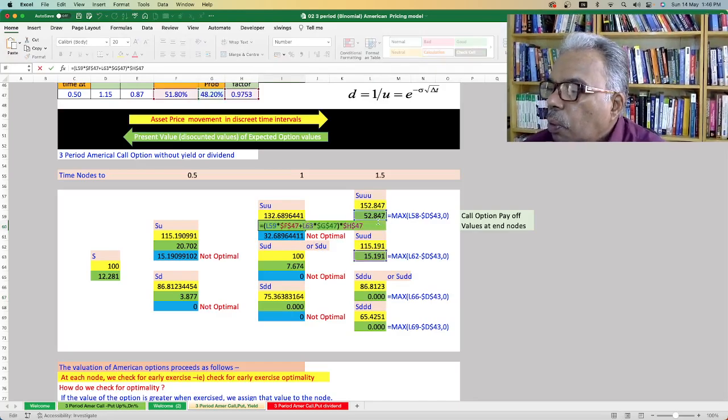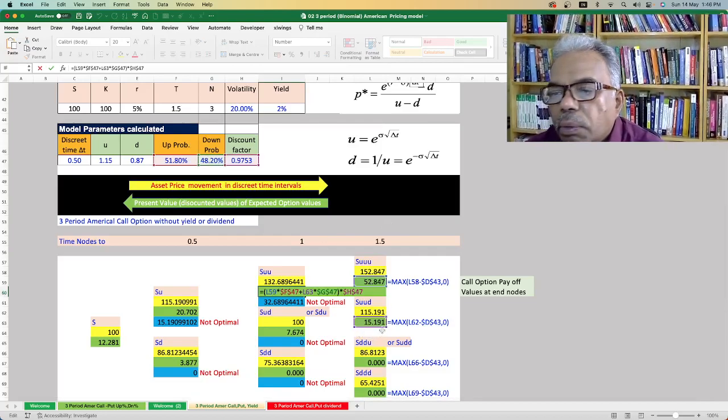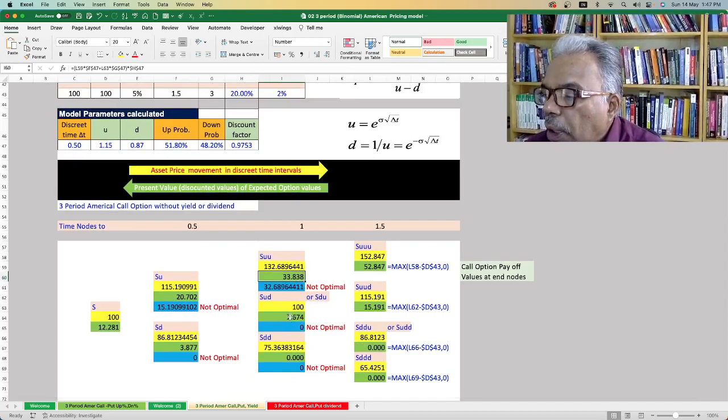Here, 52.847 in the up probability multiplied by 15.19 in the down probability, multiplied by the discounting factor, will give the present value, the expected value. So we are able to calculate, and this green cell represents nothing but the present value, the expected value.